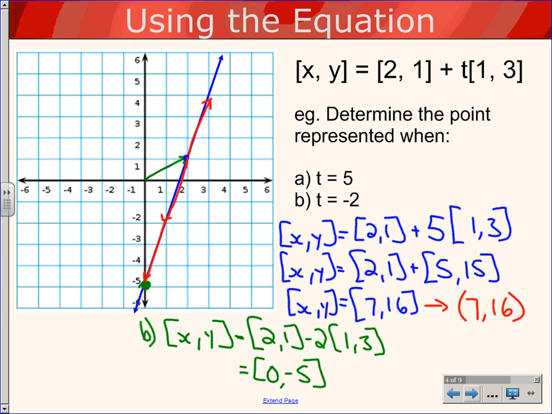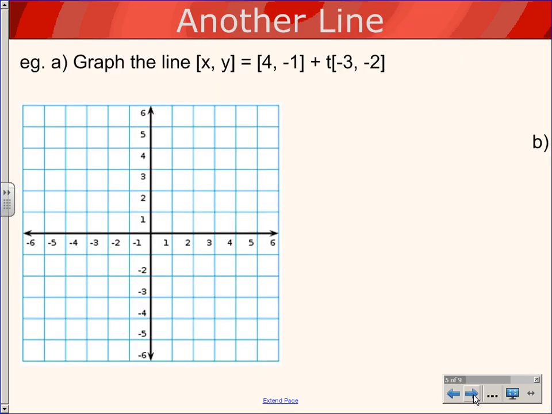Keep in mind one disadvantage. If you think about this equation right here, we're in 2 dimensions, but we have 3 variables. We have x, y, and t. T really is a variable, right? It's our parameter. If we used slope y-intercept form, there was only ever 2 variables, just x and y. So we do have an extra variable in order to handle this type of problem.